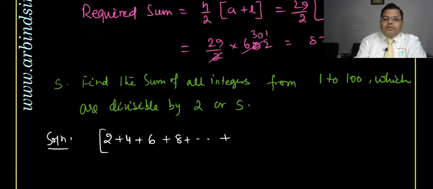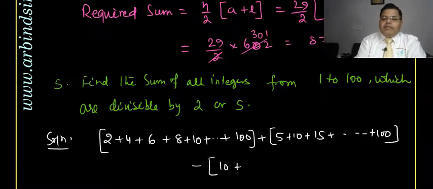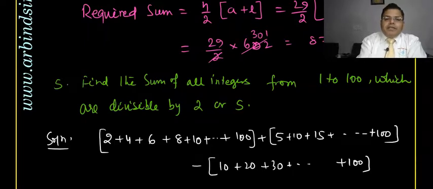So we can do this: 2 to 100 and then plus 5 plus 10 plus 15, like this up to 100. But in that way you will find that 100 is calculated here and there also. 10 will come from this one and from that one also. So multiples of both 2 and 5, that is 10, 20, 30, up to 100, will come in both of them. So the required sum is obtained as this.